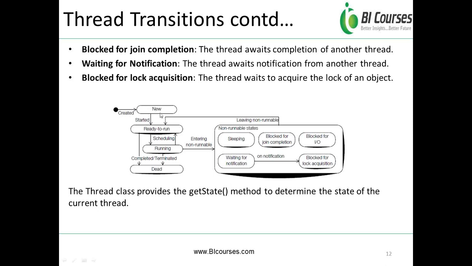So when a thread is created, it is in the new state. Once it is started, it is in the ready to run state. When it is scheduled, it is in the running state. If it is sleeping or blocked for these things, these are all non-runnable states. Once the thread is terminated, it will be in the dead state. You can check the state of a particular thread by using the getState method.